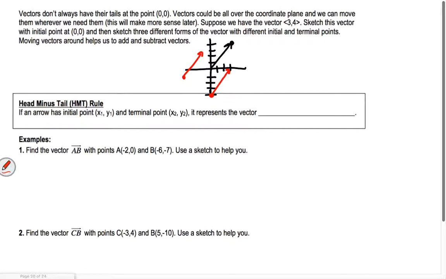So the head minus tail rule says if an arrow has an initial point of x1, y1, and it has a terminal point of x2, y2, it represents the vector x2 minus x1, comma, y2 minus y1. Okay, so the terminal is the head, and the initial is the tail. Do you guys know what I mean by that? So this is the head, and this is the tail. So that's why we do the head minus the tail. So terminal minus initial.